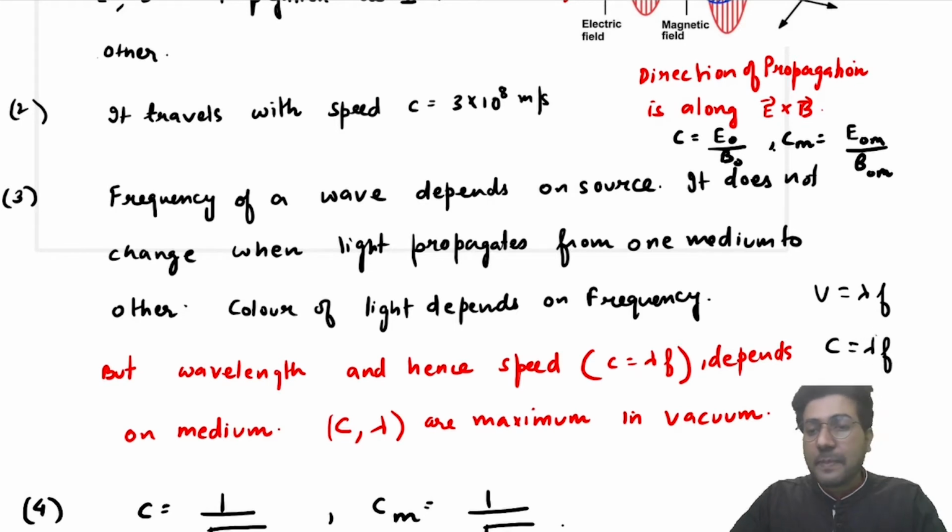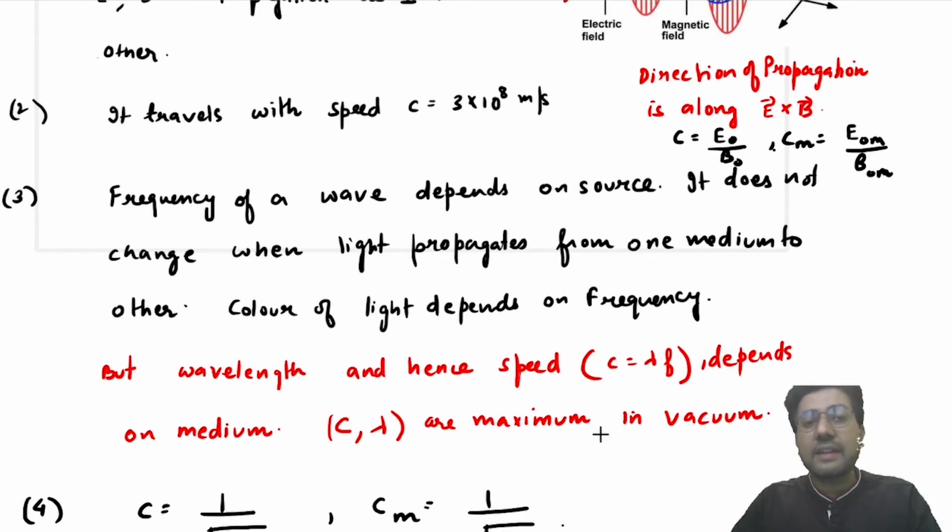Now lambda changes with medium. So when light will pass from one medium to other medium, its wavelength will change. Its frequency is not changing, but its wavelength is changing. If wavelength is changing, that means speed is changing. Okay, in fact wavelength and hence speed decreases in a medium. Okay, that means wavelength and hence the speed of light are maximum in vacuum, and in a medium it decreases.